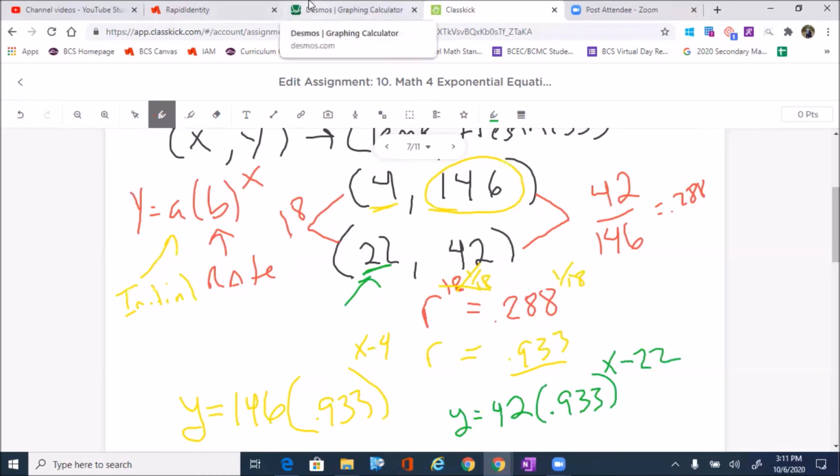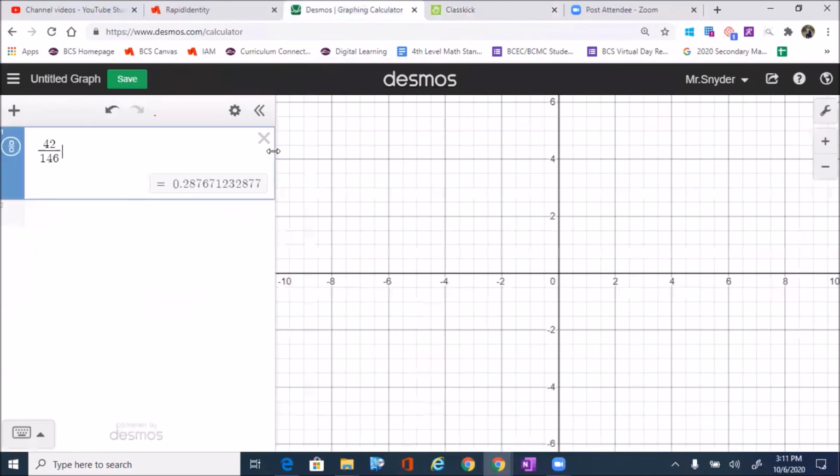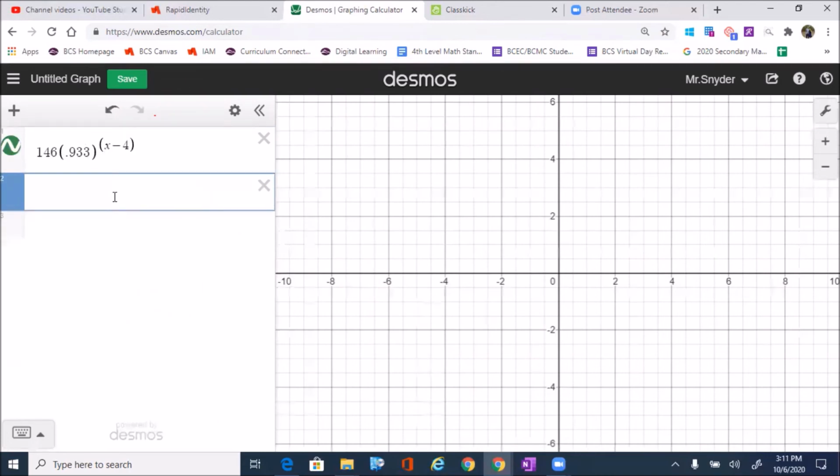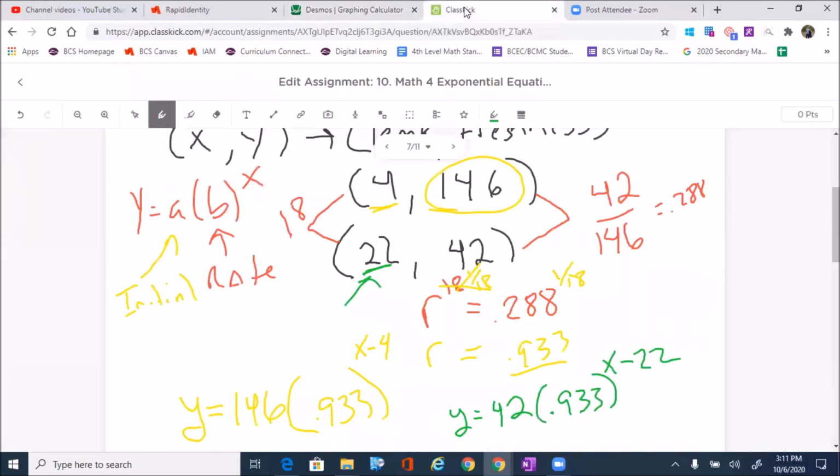Verifying in Desmos is going to be super important with this. So let's do that. I'm going to take 146 times 0.933 to the x, and I'm going to have to put this in parentheses, minus 4, which is our first point. And then in the other one, 42 times 0.933 caret to the x minus 22. And let me just verify those equations. Let's do this real quick.